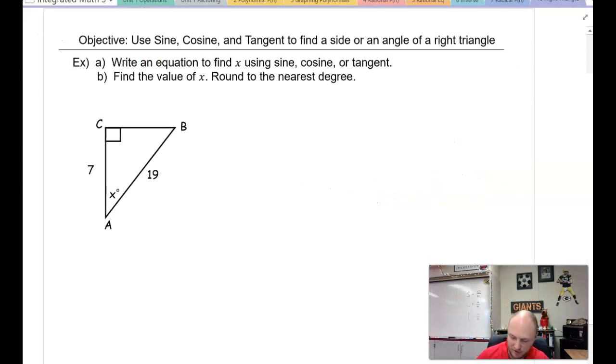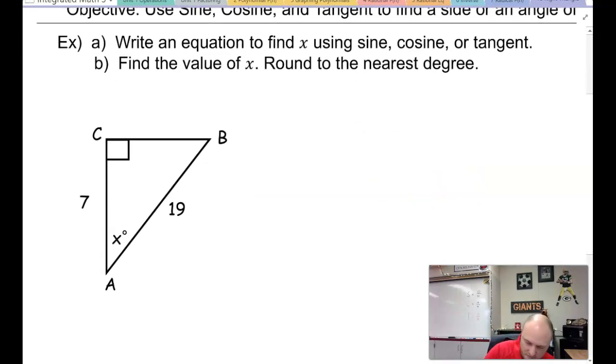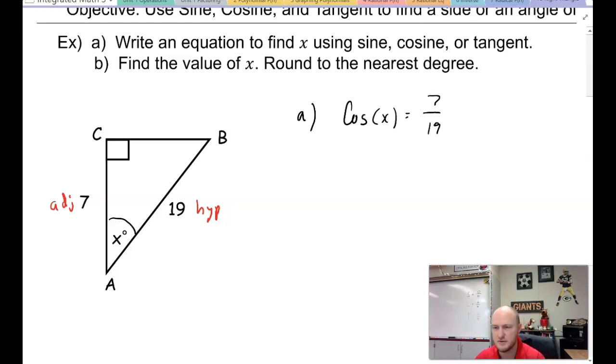All right, last example I got for you. All right, write an equation. Okay, here's x. I am given the side adjacent and the hypotenuse. So adjacent and hypotenuse, so cosine of x is equal to adjacent over hypotenuse. There we go. Okay, B.